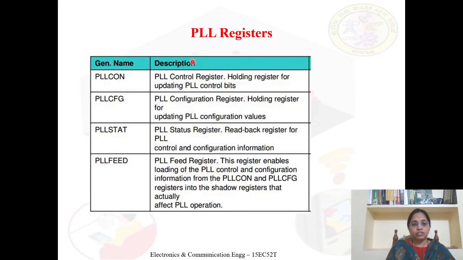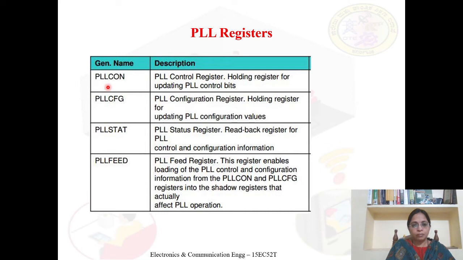And what are the registers of the PLL? There are four registers. The first one is the PLL control register. The second one is the PLL configuration register. The third one is the PLL status register. And the fourth one is the PLL feed register.